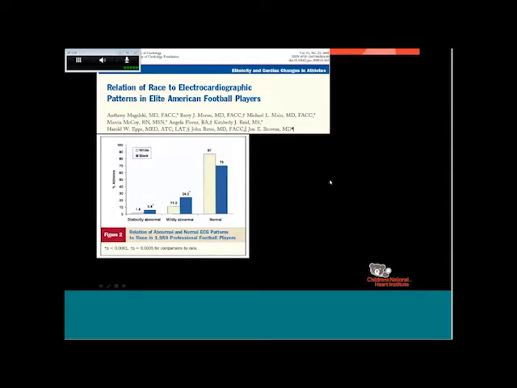Look at NFL football players and collegiate football players. Only 70% of African-American football players have a normal ECG. And so 30% are going to be abnormal and lead to additional testing, despite the fact that all of them have normal hearts.